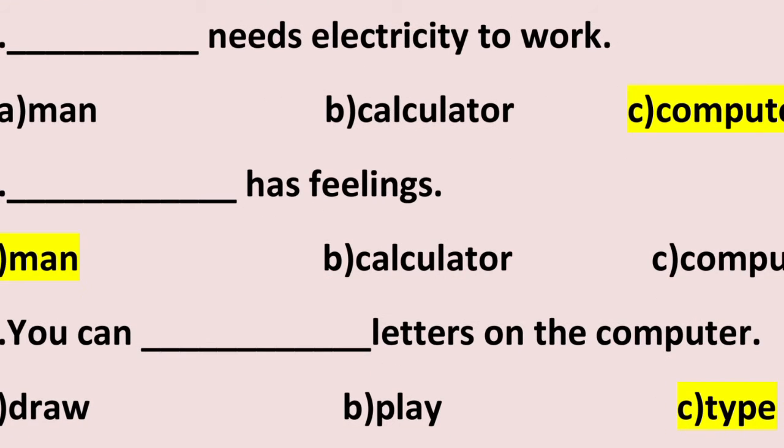Number 3. Dash has feelings. We all know that man has feelings. We human beings feel happy when we are gifted, or when mama gives you chocolates, right? You feel happy. You also feel sad when mama scolds you. So man has feelings, but calculator and computer do not have feelings. So write down man.